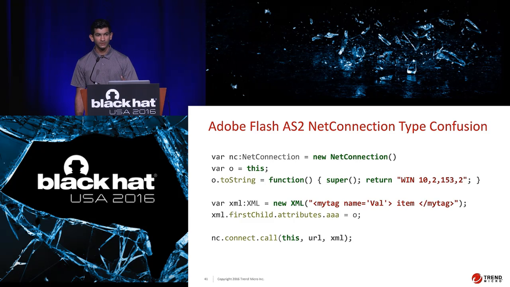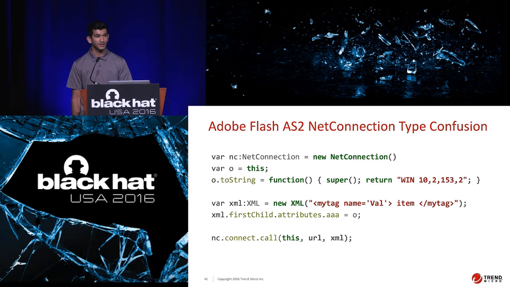This is the proof of concept. We're actually looking at it. It's probably easiest to start at the bottom and then look up. So NetConnection is called, NetConnection's connect function is called, but before that, it's passed an XML object. This XML object has a custom attribute that is set. The attribute name is irrelevant, but the important thing is that it's being set to this O object. And this O object has a custom toString function. The toString function is calling super and then returning a string.